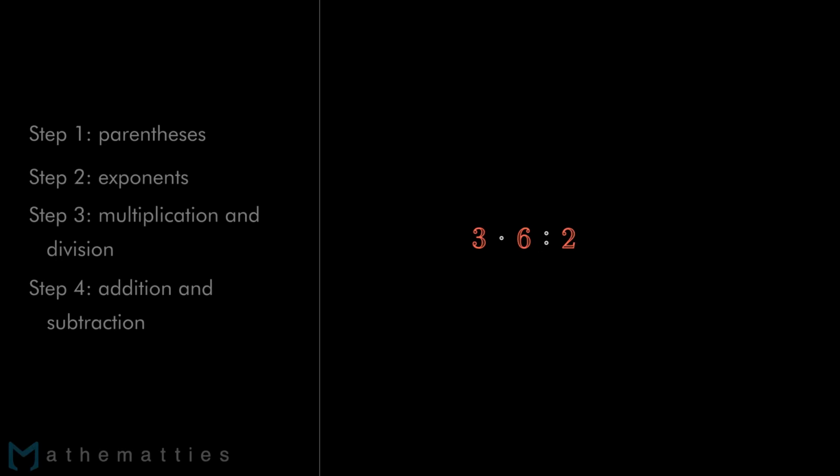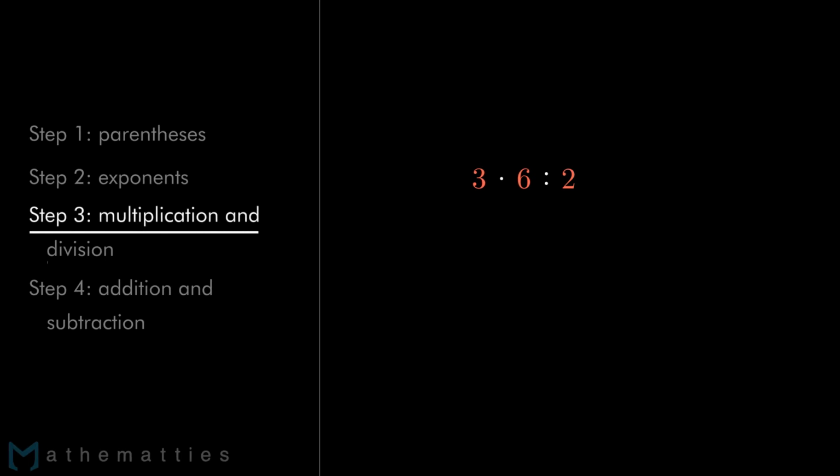Next example. 3 times 6 divided by 2. In most videos we use a horizontal line to indicate division. Just for now we will use the colon. We again go over all the steps. We do not have any parentheses, neither do we have any exponents. But we do have multiplication and division, so let's start working with step 3.